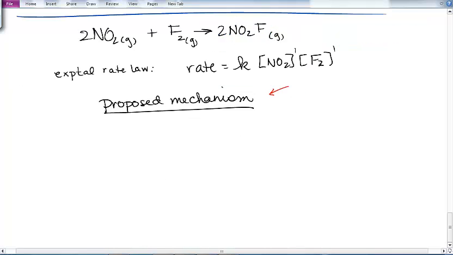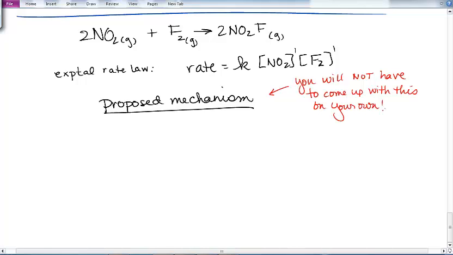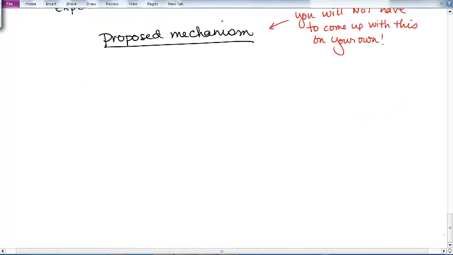Now, first thing I want to do is make a note to you. With a proposed mechanism, you will not have to come up with this on your own. I am giving this to you. We are going to evaluate it. You do not have to make up mechanisms. So I don't want you to think, how would I come up with that? You don't have to. You just need to be able to evaluate them, which is what we're going to do. So I'm going to give you a proposed mechanism, a series of steps by which this might have happened.